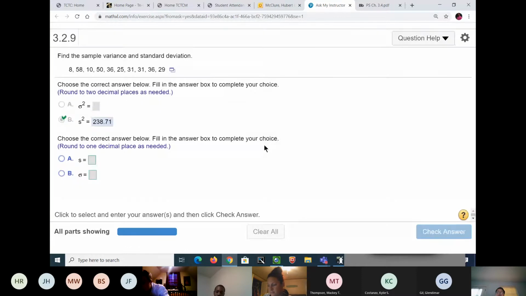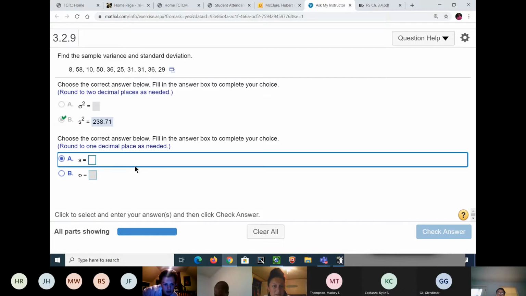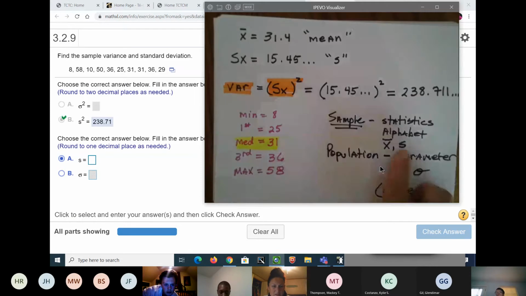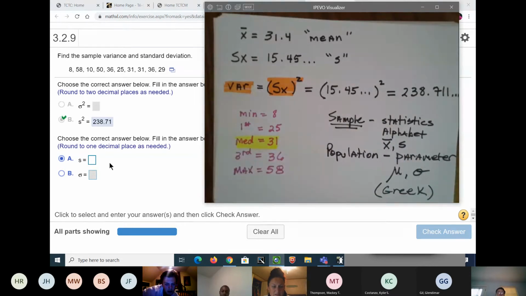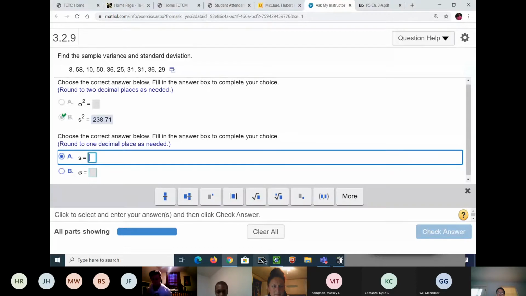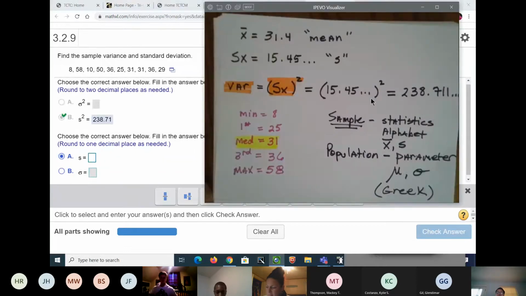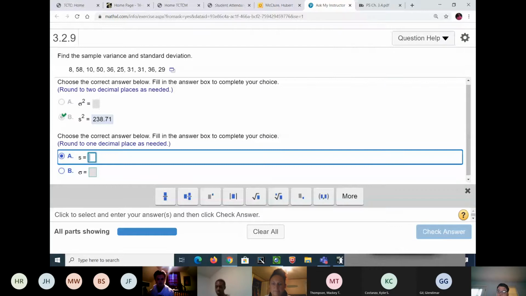Now, somebody tell me, which one am I going to pick, alpha or beta? S. S, why? Is it still not asking for a population? Exactly. It's asking for the sample. So what is our standard deviation? Our standard deviation is 15.45. It's 15.5, I think, because it rounds up.